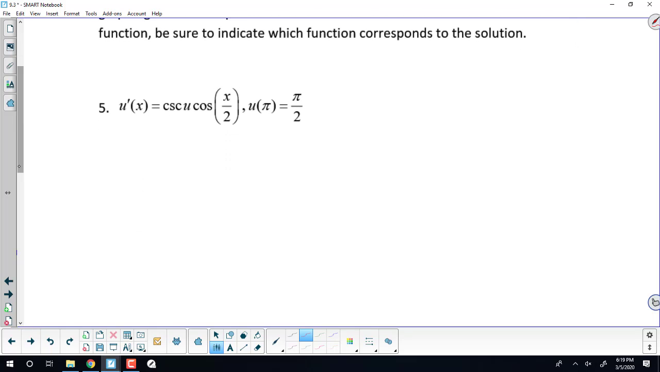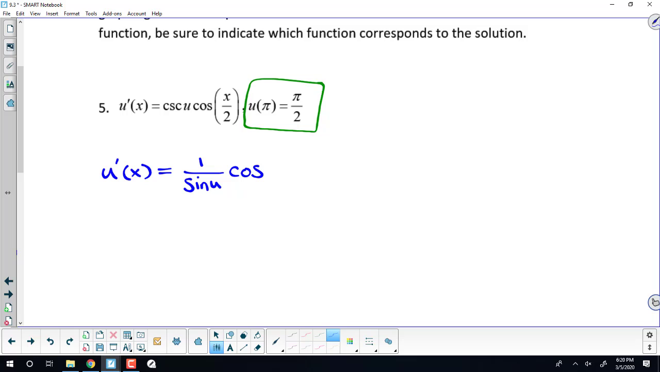So we have the initial condition here, u of pi equals pi over 2. And we're going to look, for a moment, at u prime as 1 over sine u times cosine of x over 2.